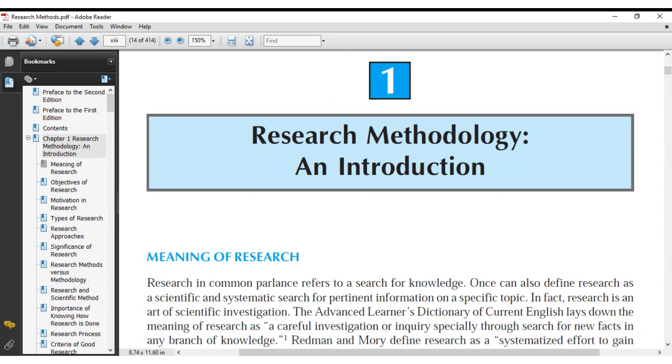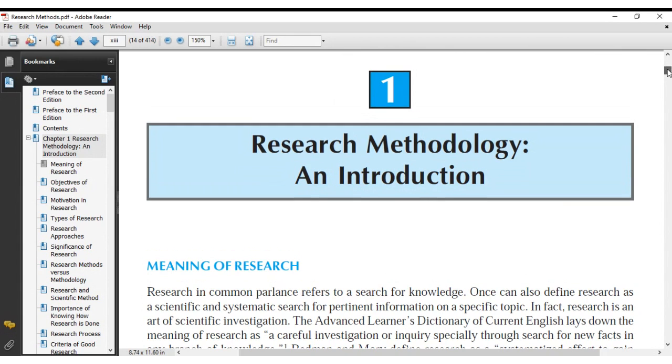So research is the process of gathering and preparing data and presenting data for use.